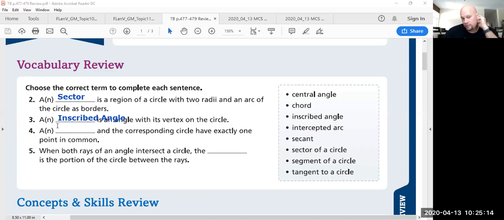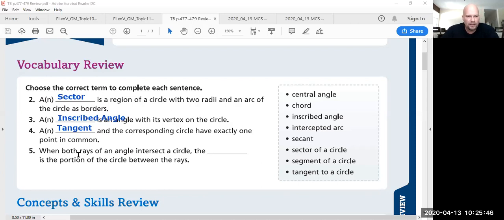Now, number 4, a blank and the corresponding circle have exactly 1 point in common. So the vocab word that goes here is going to be a tangent. So a tangent line, or a tangent from the list of words over there would be a tangent to a circle, but I'm just going to leave it at a tangent. A tangent and the corresponding circle have exactly 1 point in common.